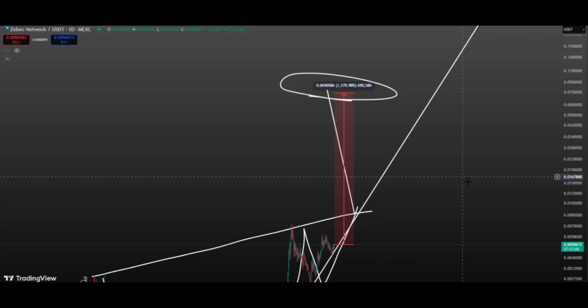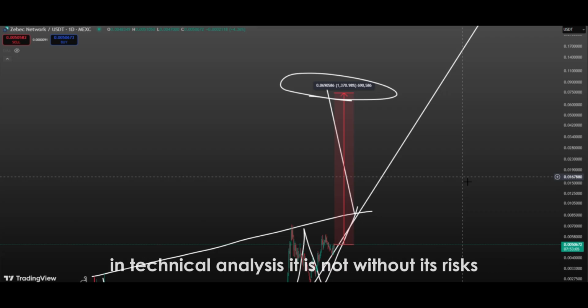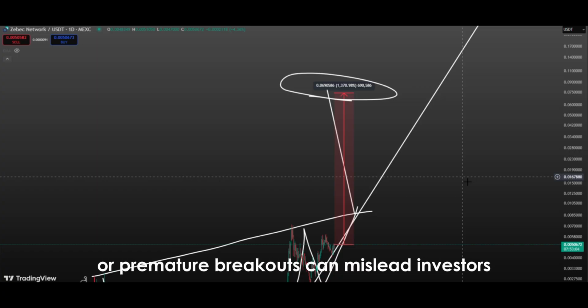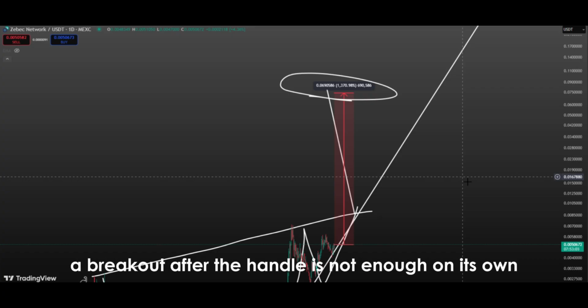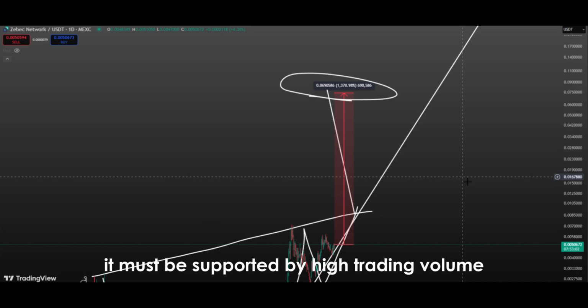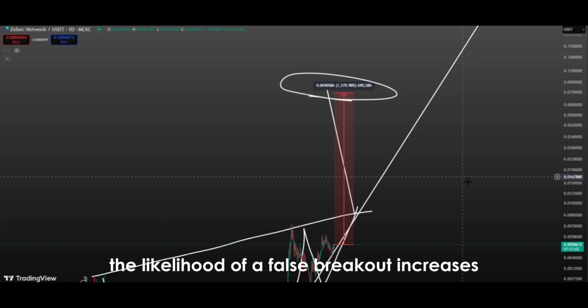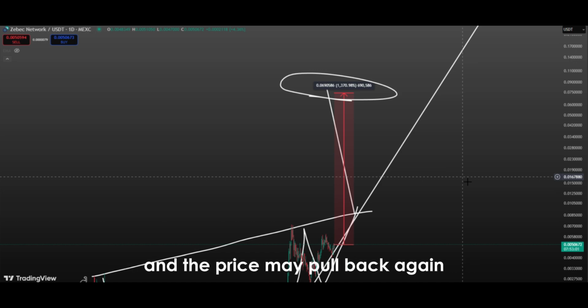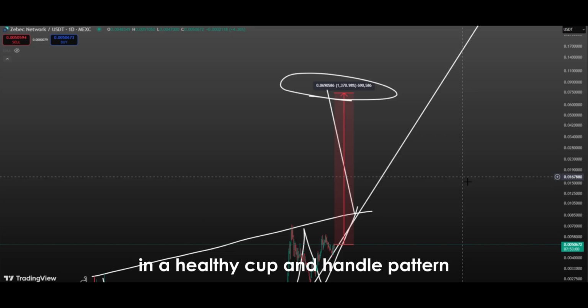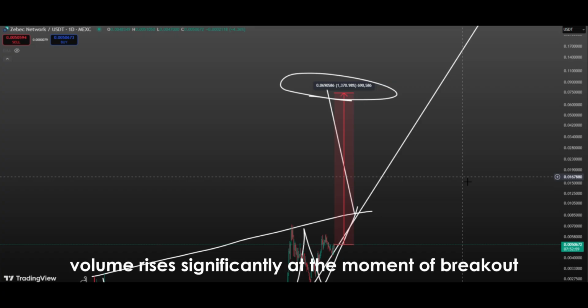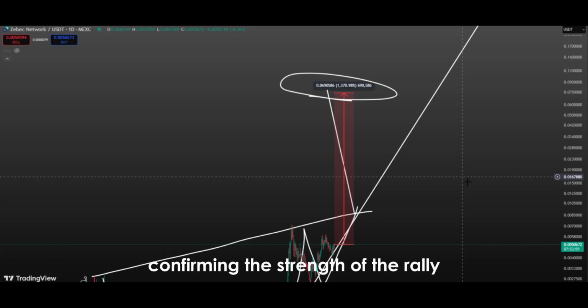Although the cup and handle pattern is considered one of the most reliable formations in technical analysis, it is not without its risks. False patterns or premature breakouts can mislead investors. Volume confirmation is especially important here. A breakout after the handle is not enough on its own. It must be supported by high trading volume. If volume remains low, the likelihood of a false breakout increases and the price may pull back again. This is why investors should pay attention not only to the pattern, but also to volume data. In a healthy cup and handle pattern, trading volume rises significantly at the moment of breakout, confirming the strength of the rally.